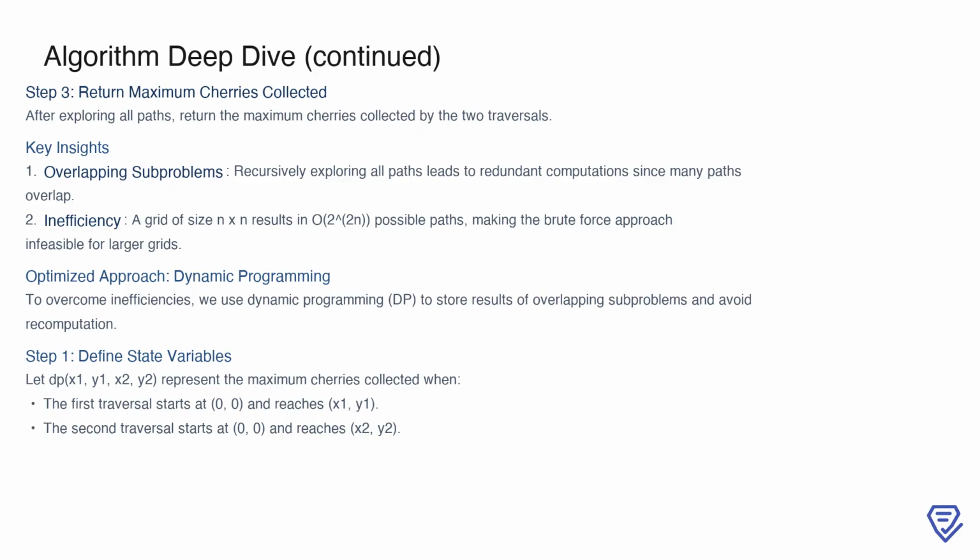Here, we use a function dp(x1, y1, x2, y2), which represents the maximum cherries collected when the first traversal is at position (x1, y1), and the second traversal is at position (x2, y2). This structured approach lays the foundation for our dynamic programming solution.